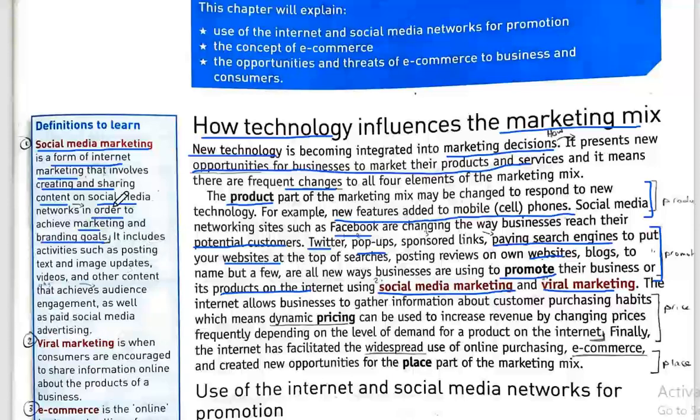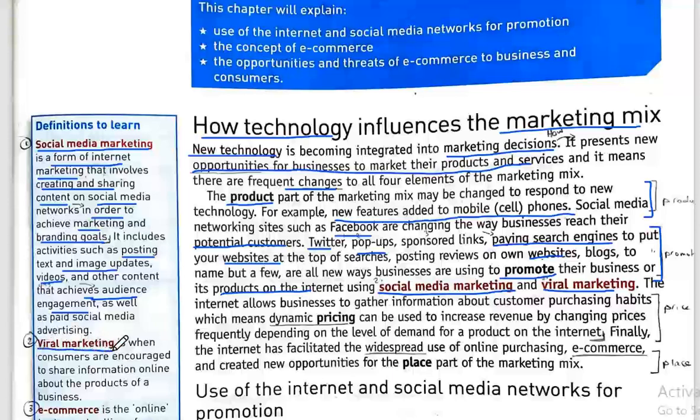So what do I do exactly in social media marketing? I'm providing content related to my business on the internet in order to achieve goals like marketing goals and branding goals. I add and post texts, images, videos, and other content so I can achieve something called audience engagement, as well as paid social media advertising. I'm creating all of these texts and images in order to make the customer or the target audience more engaged with me.